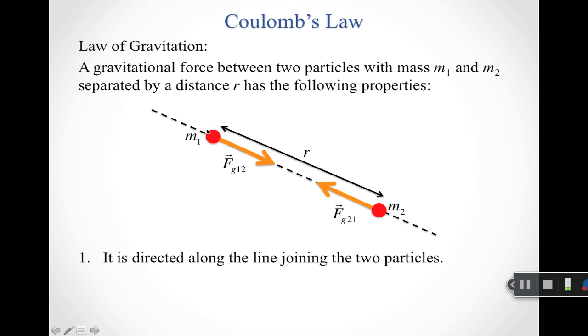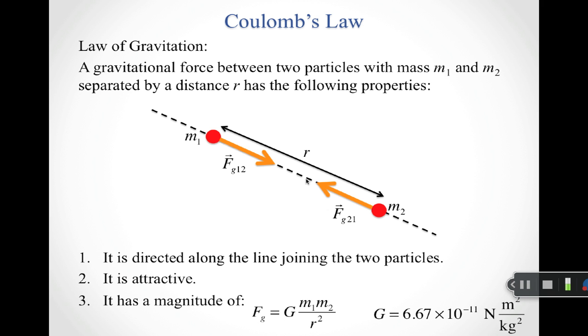So A, it's going to be directed along the line joining the 2 particles. Notice that here's mass 1, here's the gravitational force felt by mass 1 caused by mass 2. Here's mass 2, here's the gravitational force felt by mass 2 caused by mass 1. So I'm really drawing 2 free body diagrams here, one for each mass with the gravitational force that it feels. And both of those forces lie along the line connecting those 2 masses. It's attractive. Gravitational force is always attractive.